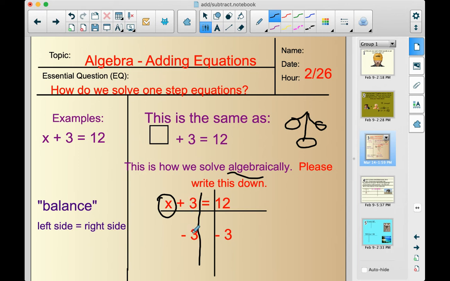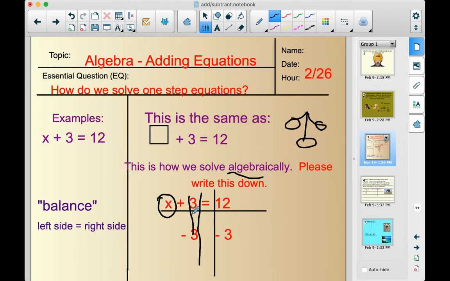So we're going to do a minus 3 to cancel out this plus 3. Now, when we do a minus 3, don't forget this balance idea. Whatever we do to one side of the equation, we have to do to the other. So if I'm going to minus 3 here, I have to minus 3 here also.